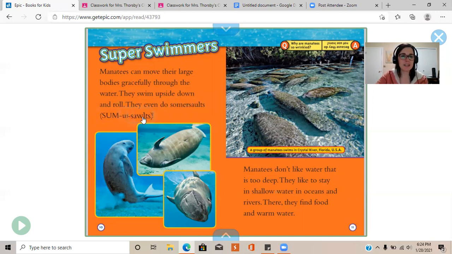And look at what the author did here. They wrote in parentheses how to say it. Somersaults. Cool. Manatees don't like water that is too deep. They like to stay in shallow water in oceans and rivers. They find food and warm water. So again, the author is giving us facts about manatees and where they swim, photographs of manatees, another photograph with a caption. A group of manatees swim in Crystal River, Florida, USA. Here's a little joke. Why are manatees so wrinkled? Because they do not use irons.